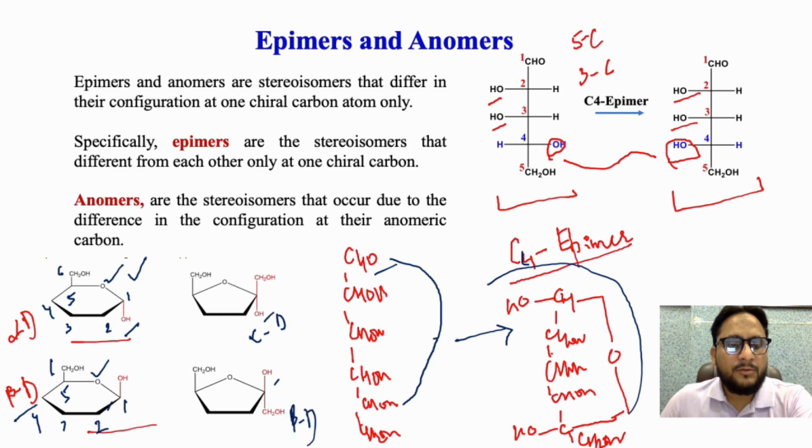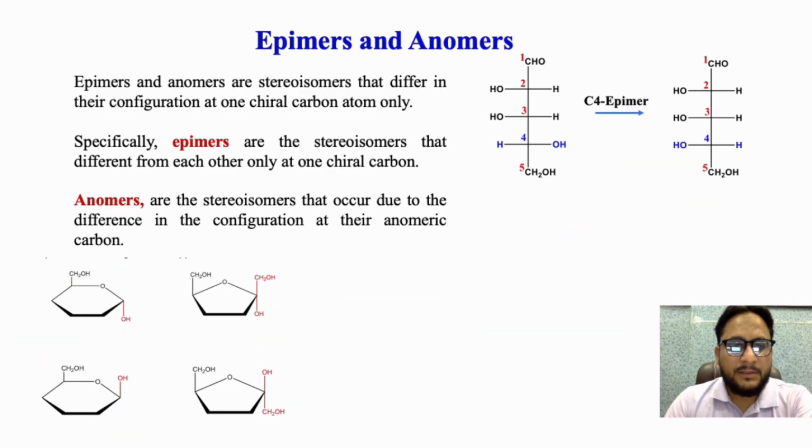Whenever we have the OH group pointing downward, it is the alpha form, while if OH is pointing upward, it is called the beta form. So these are two examples of anomers. In the other slides, I'll discuss more about epimers and anomers. And now I will tell you some important features of these epimers and anomers.